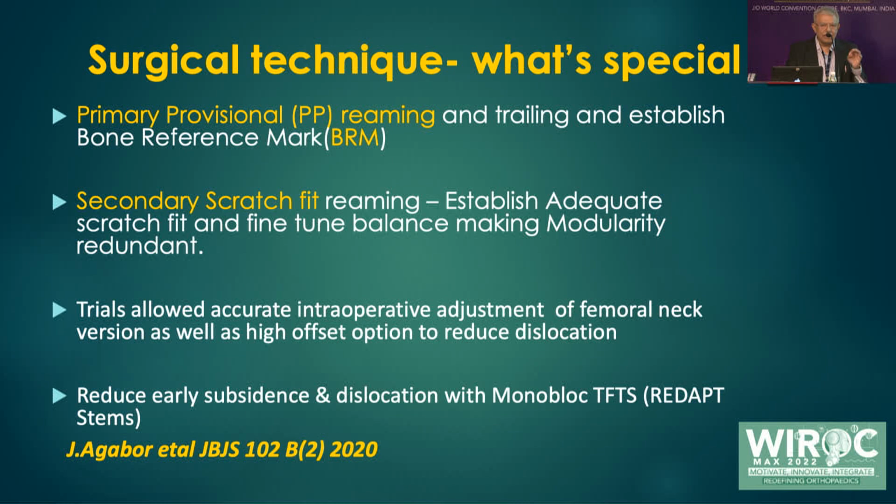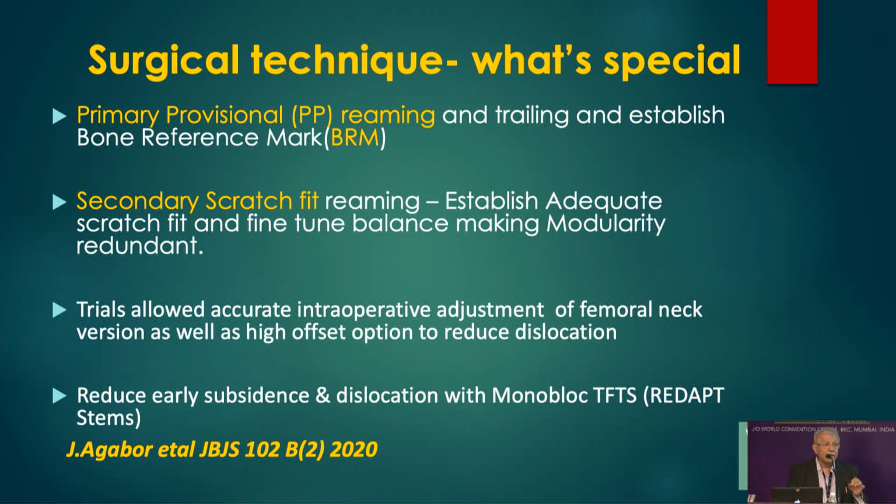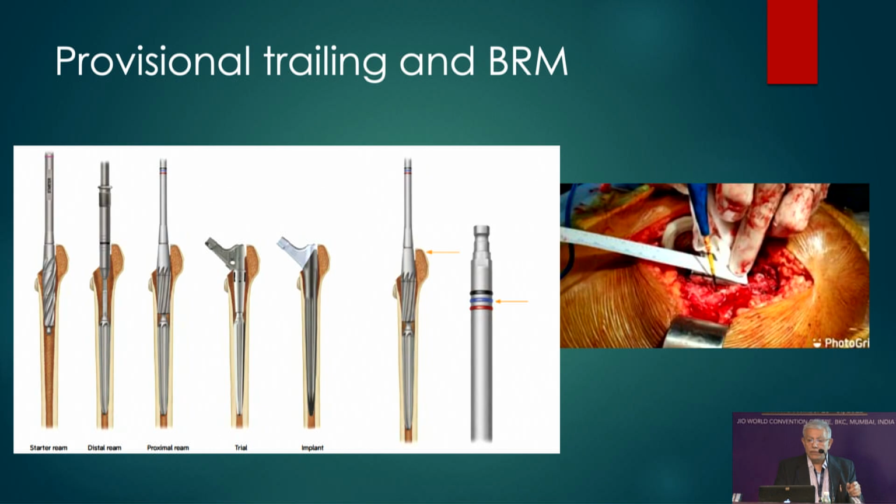The most important and last important point is surgical technique. Here it's the one stem only. It's not a modular stem. But you have to do the primary provisional reaming and then secondary scratch fit. This is a surgical technique which you need to learn. And after doing the fitting of the distal part, you adjust your soft tissue balance on the trial, which is like a modular. And then you use a stem, which is like a monoblock. So combining these two with a good surgical technique, you can achieve what you want in the modularity.